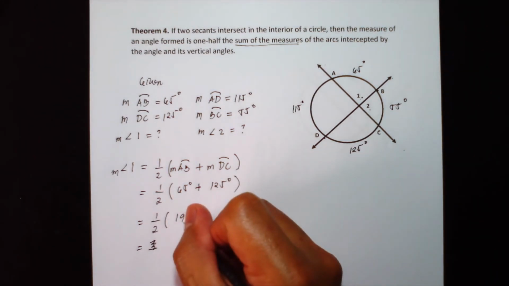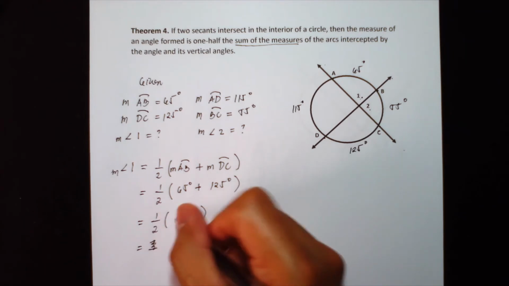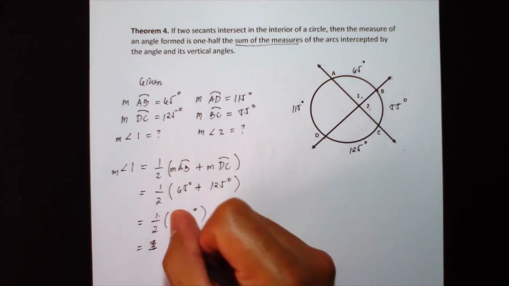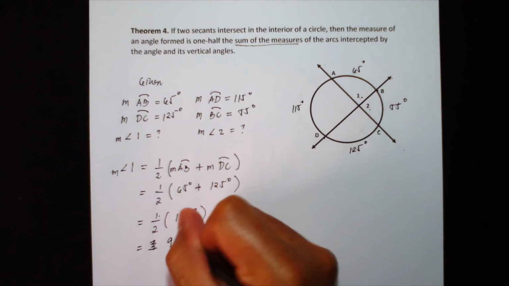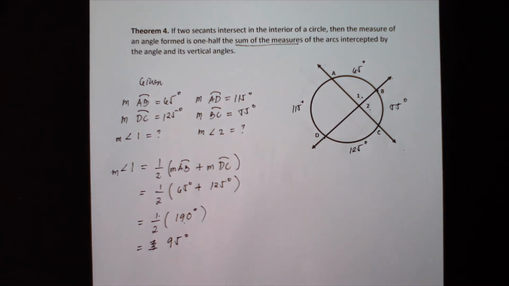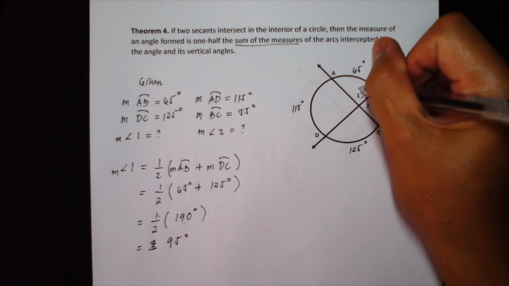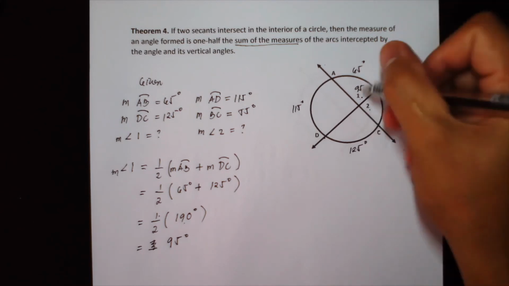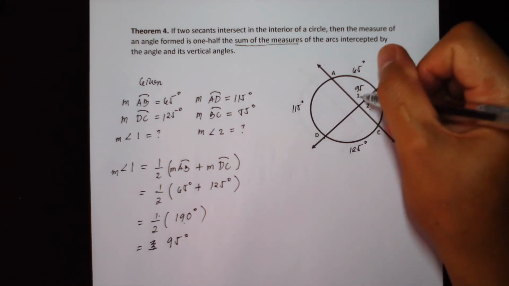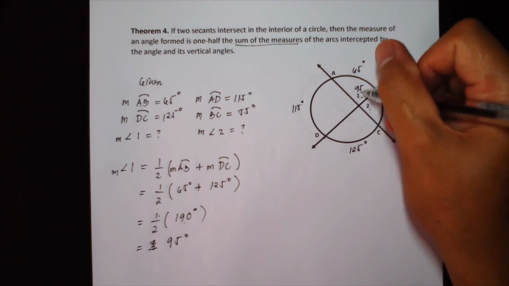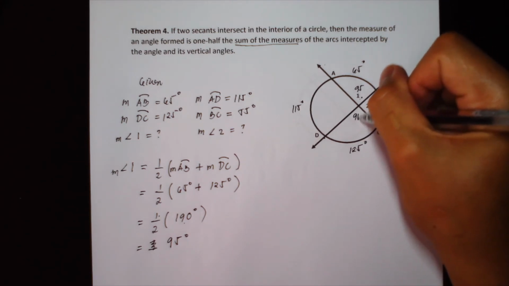So we have 190 multiplied by 1 divided by 2, that will be 95 degrees. So that is the measurement of angle 1. Since it's a vertical angle, the measurement of the opposite angle will also be 95 degrees.